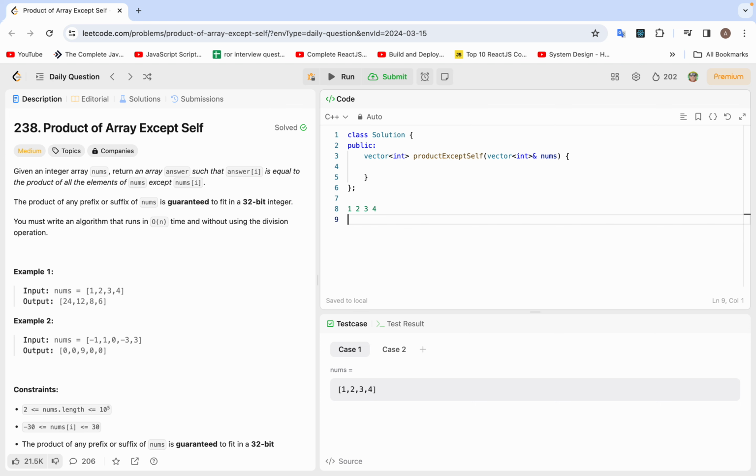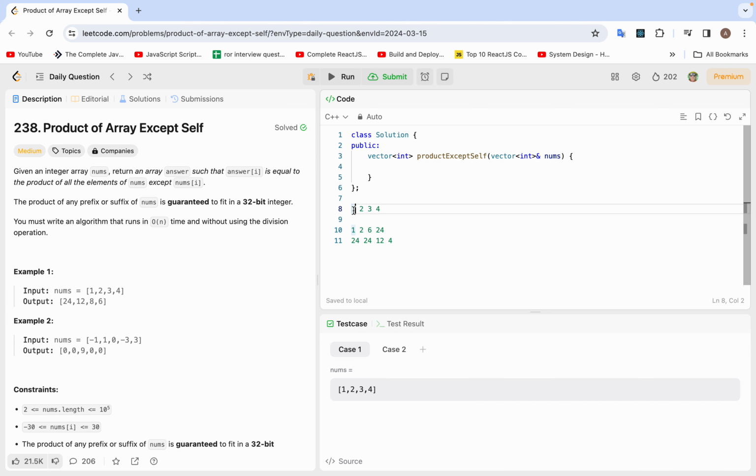For storing the prefix multiplication array, it will be 1, 2, 6 and 24. And now I will also store the suffix, which will be 4, then 12, then 24, and 24 again. So this will be the prefix and suffix multiplication array for this particular example.